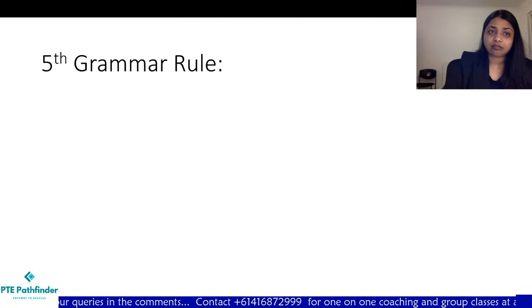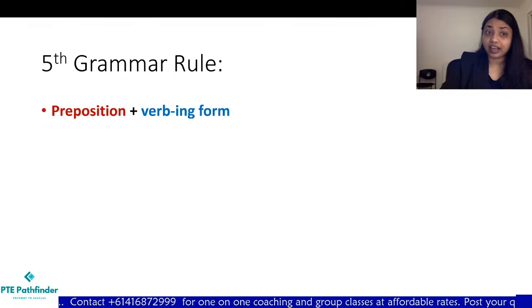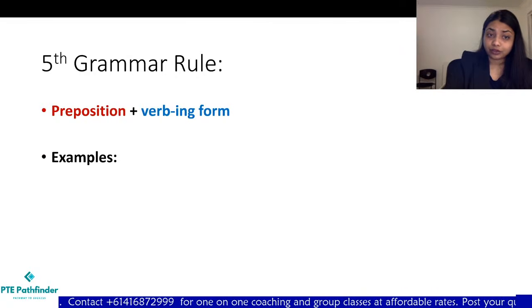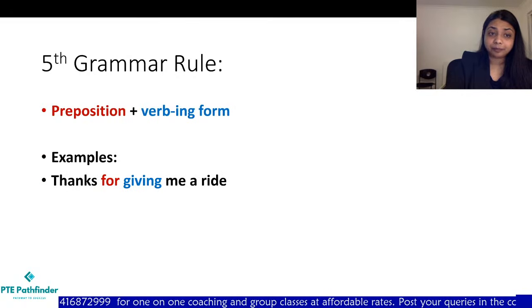Now the next grammar rule, it's about the preposition, the other prepositions except to. So other prepositions might include words like for, with, in, at, etc. So they are followed by the verb plus ing form. So let's have a look at some examples here.